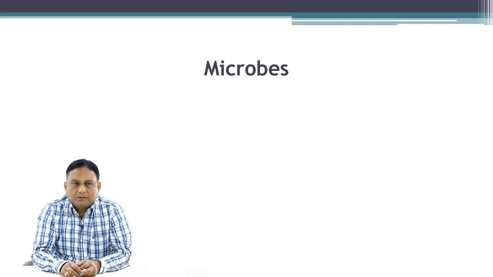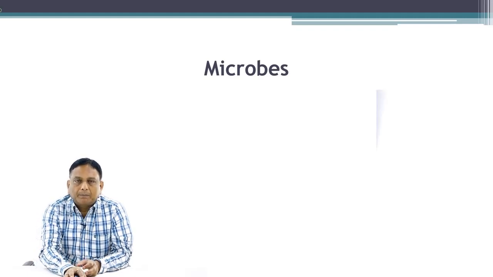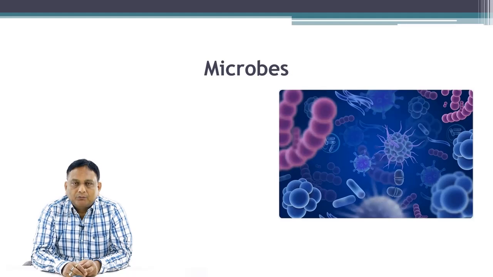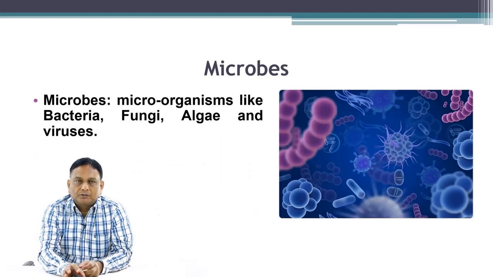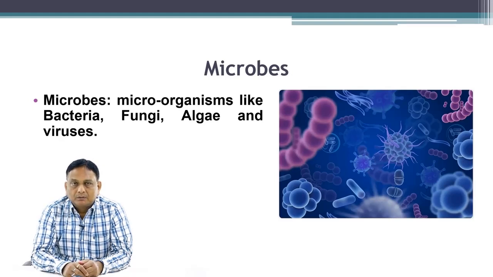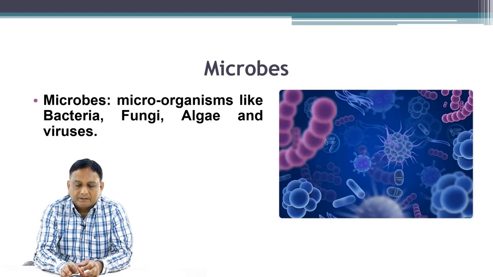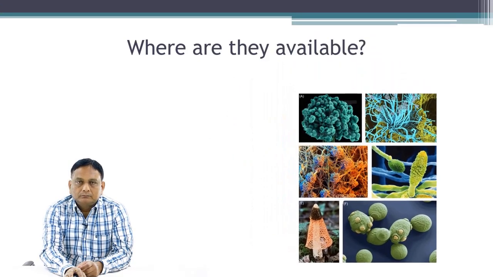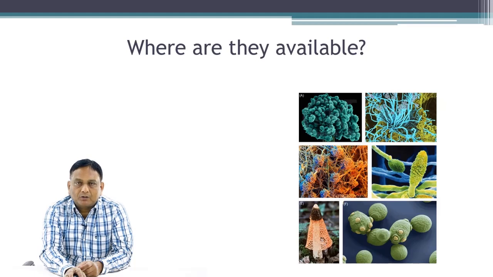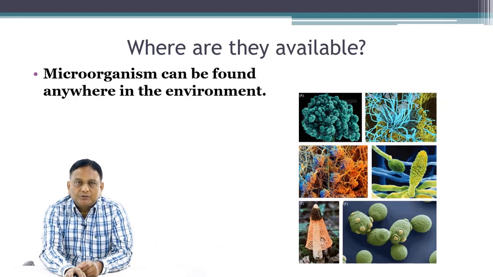Now let us start with microbes. What are the microbes available? As you can see, different microbes have been shown in the image. And what are those microbes? These are bacteria, fungi, algae and viruses. So those are all together called microbes. Now the question comes where they are available. These are the different shapes of those microbes, and this microorganism can be found anywhere in the environment.